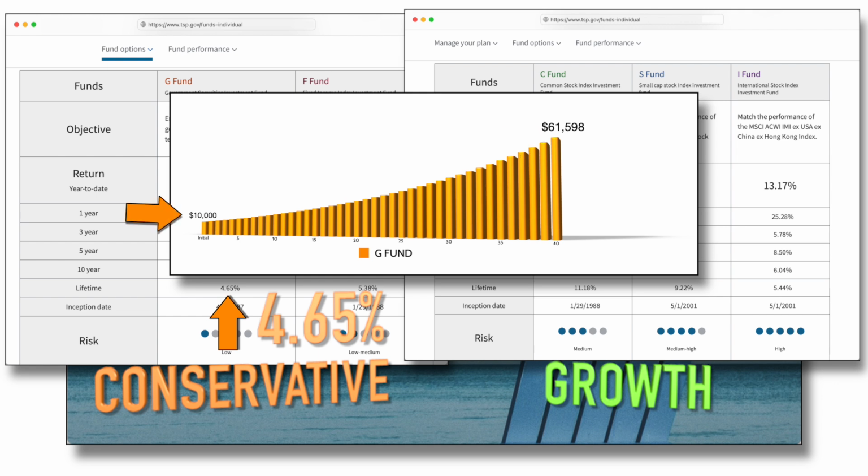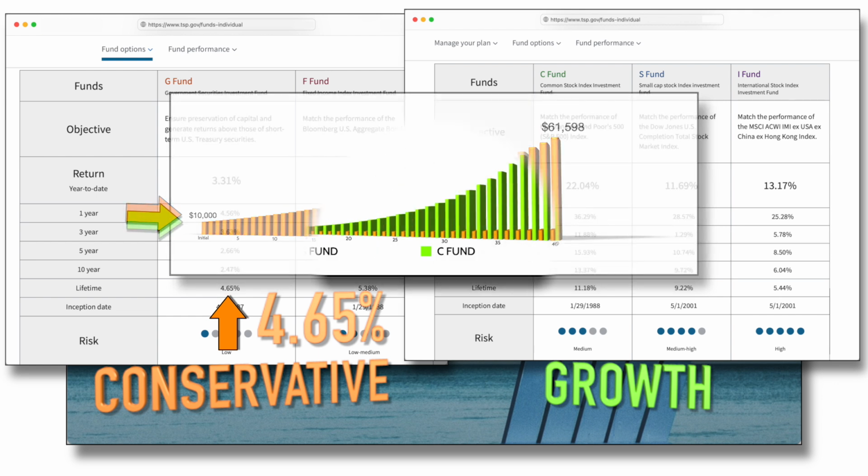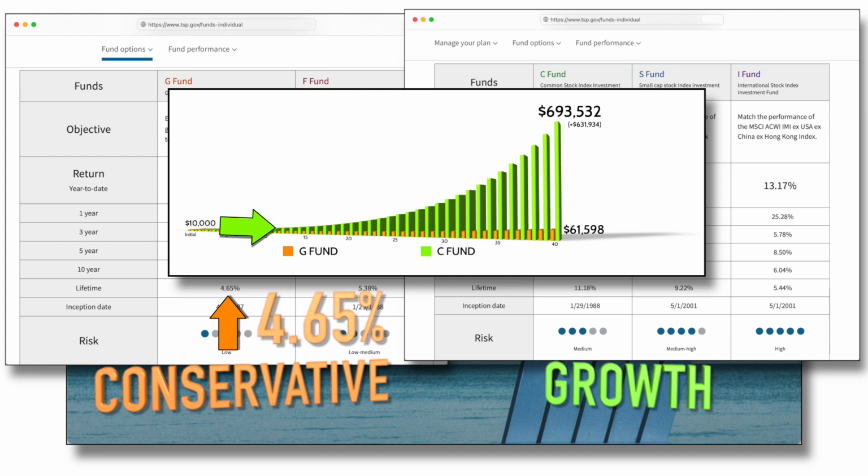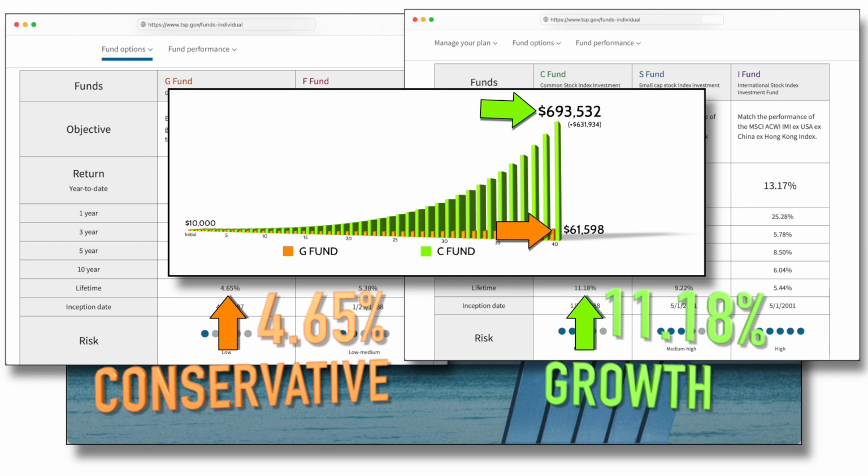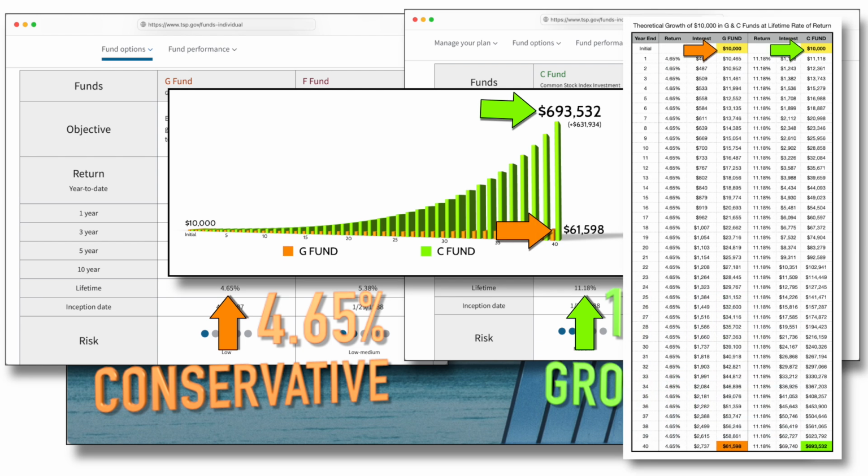But now let's do that same $10,000 initial deposit into the C Fund. And because of the power of compounding at more than twice the expected return, your ending theoretical balance would be closer to 70 times your initial deposit, for an additional growth of $631,934. And if that difference seems hard to believe, here are my calculations so you can check them, which don't account for variance and inflation, but do demonstrate the power of compounding.